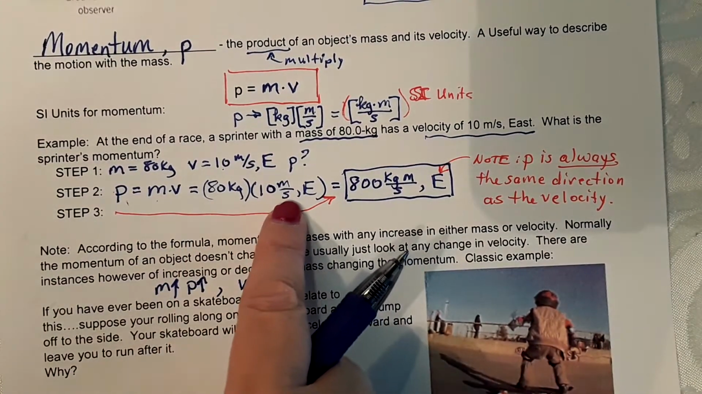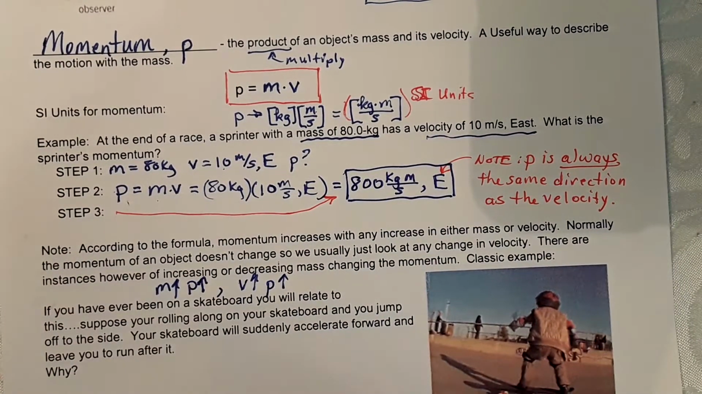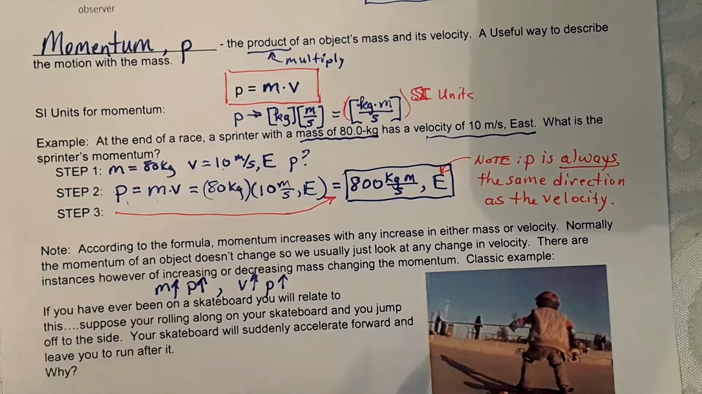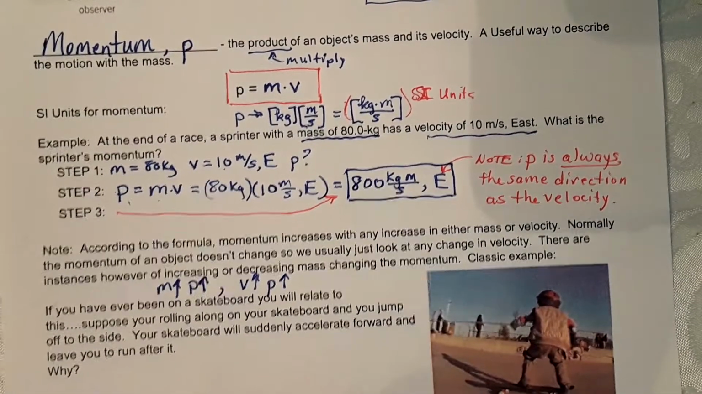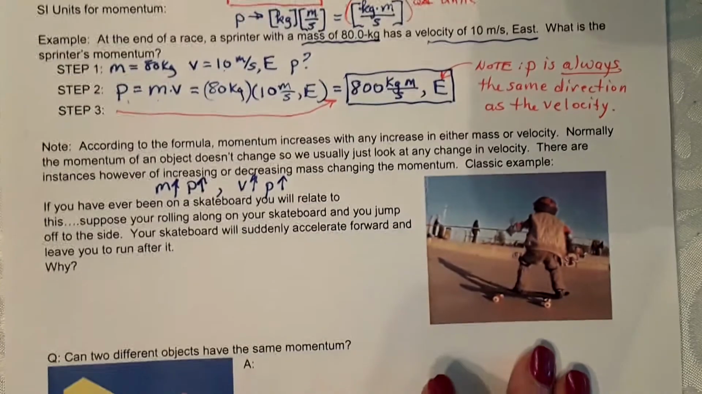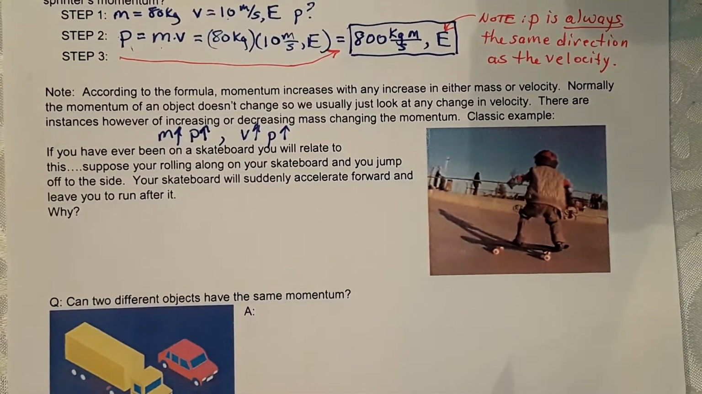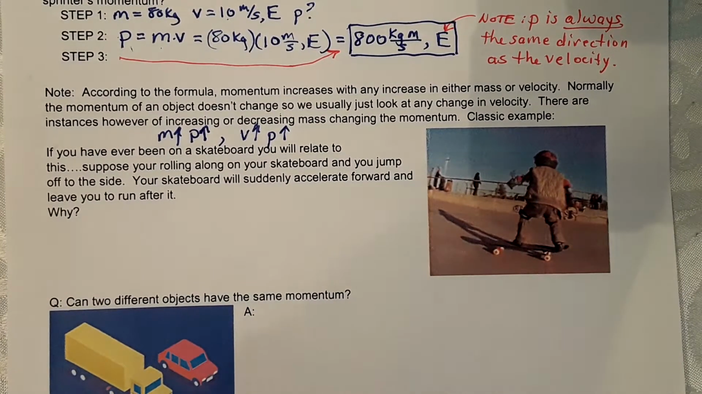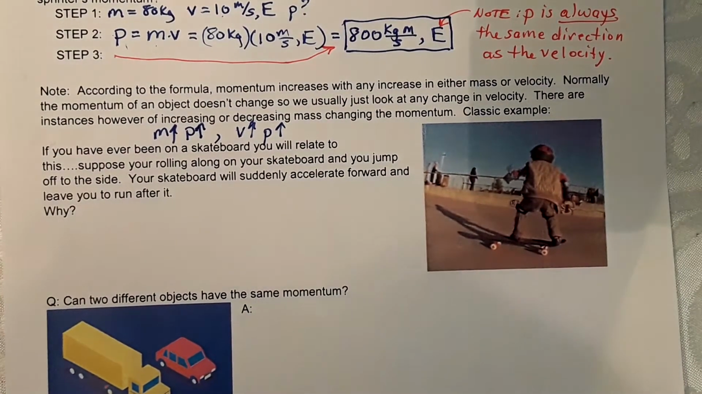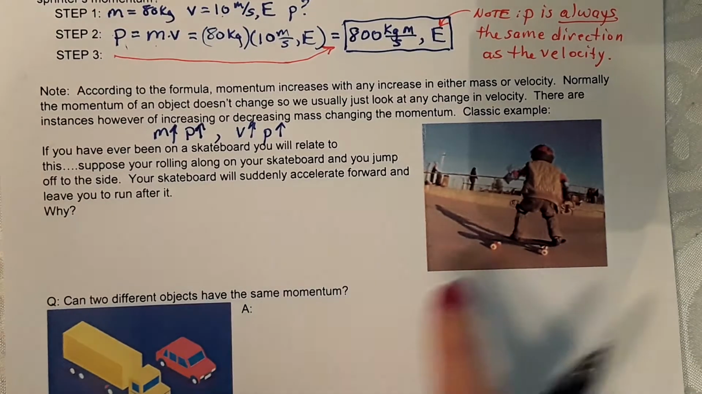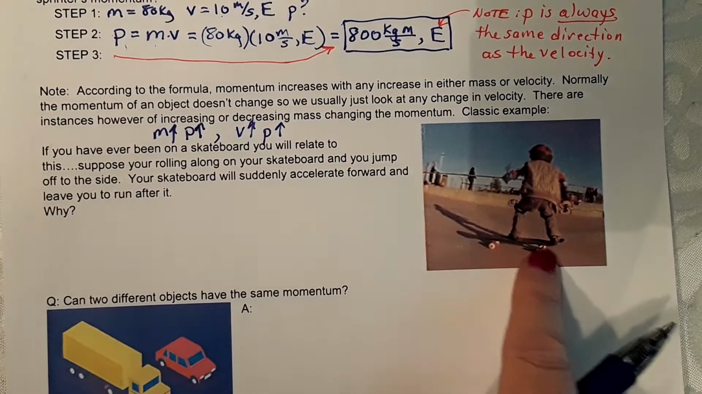Increase one or the other, you increase the momentum, okay? Now, let's talk about some interesting things. If you have an object, you don't normally change the mass of the object, but you certainly can change its velocity, okay? Now, an interesting thing, and I like to use this example because some of you may be skateboarders, okay? An interesting thing happens. If you've ever been on a skateboard, you may have noticed this happen.